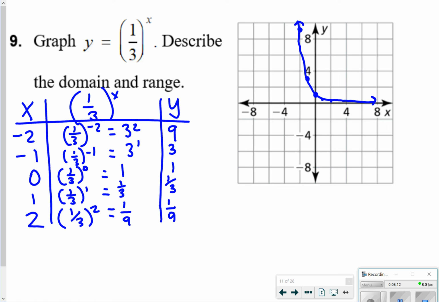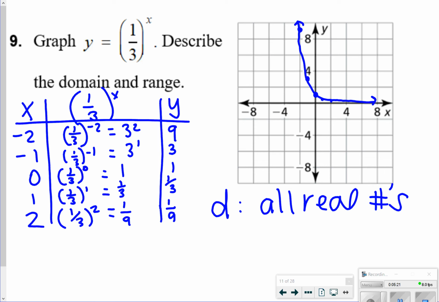It does say to describe the domain and the range. Again, the domain will be all real numbers, because that's going to stretch from anywhere on the x-axis, essentially. As you go negative, it's going to grow, and as you go positive, it's also going to grow. The range just needs to be y greater than 0. So that's all we had to do there. I think the trickiest part maybe would be choosing your x inputs, but once you choose those, you should be fine.